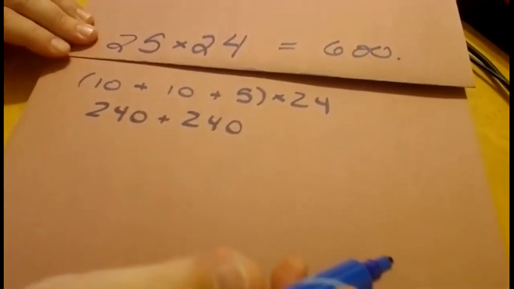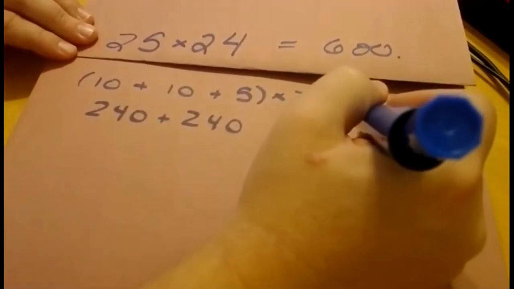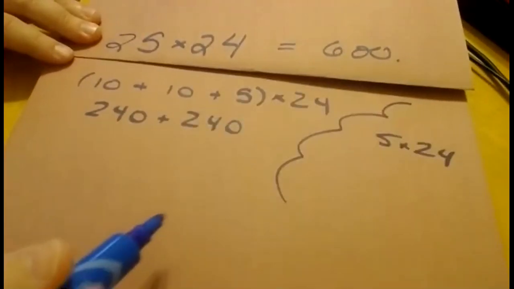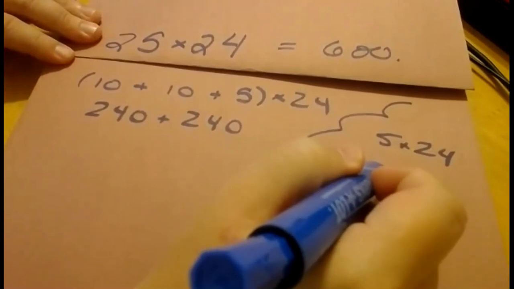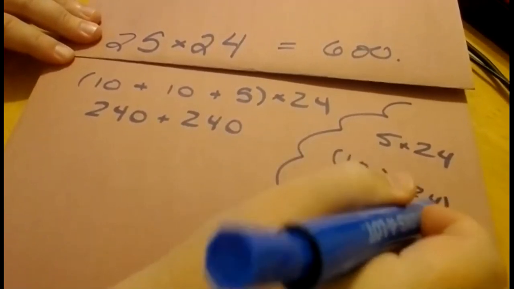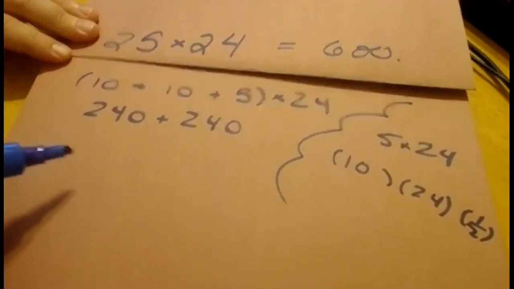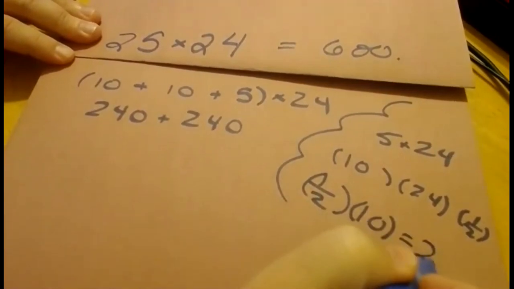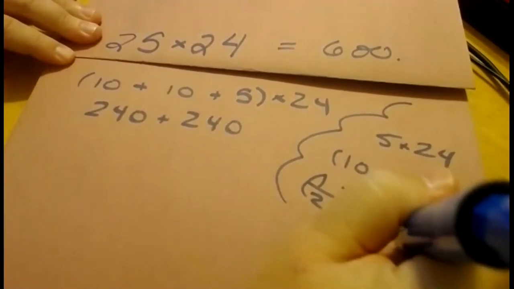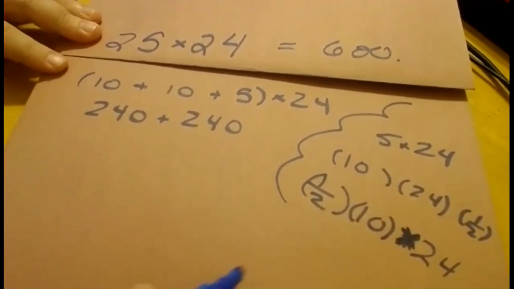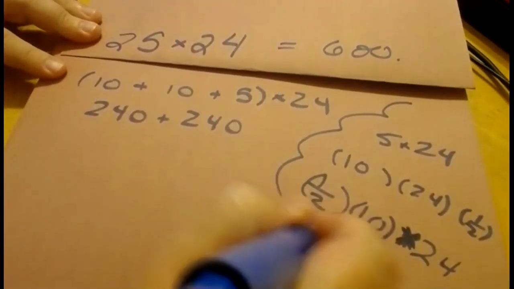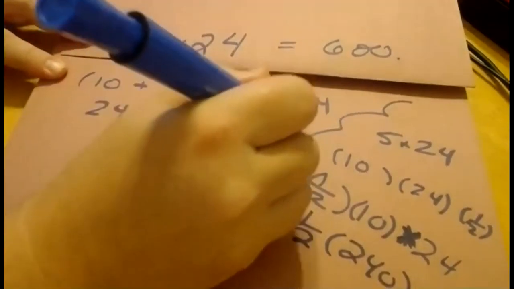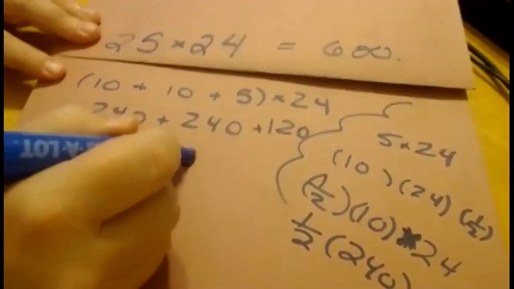And then 5 times 24 is another thing to think about. What's 5 times 24? 5 times 24 is the same as 10 times 24 times a half. You could do it that way or look at it this way, 1/2 times 10, because that is 5. And now, ignore the half for a minute. What is 10 times 24? What's half of 240? 120. Either way you look at it, you still get your 600.